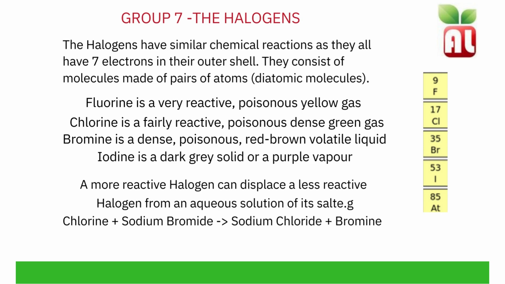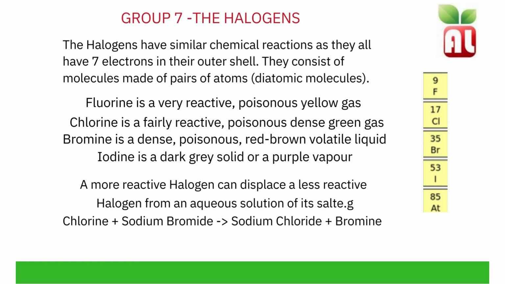Group 7, the halogens. The halogens have similar chemical reactions as they all have 7 electrons in their outer shell. They consist of molecules made of pairs of atoms known as diatomic molecules. For example, when we find fluorine at room temperature, its formula will be F2 as it's diatomic. They all have 7 electrons in their outer shell, meaning when they react, they all want to gain 1 electron to get a full outer shell.